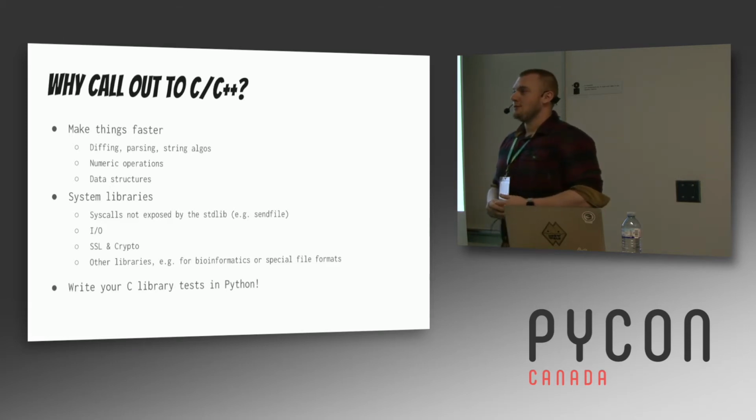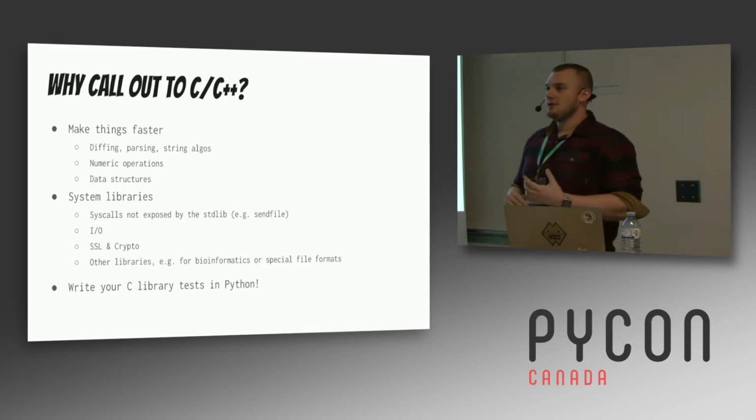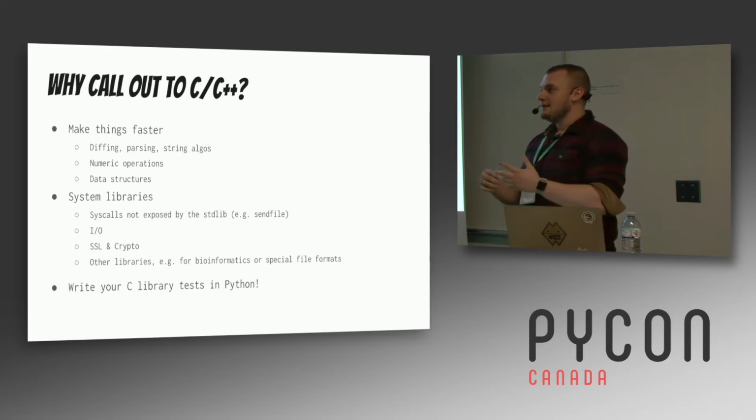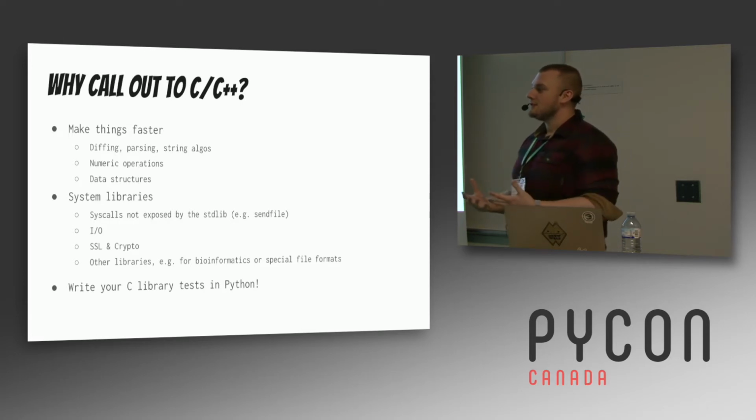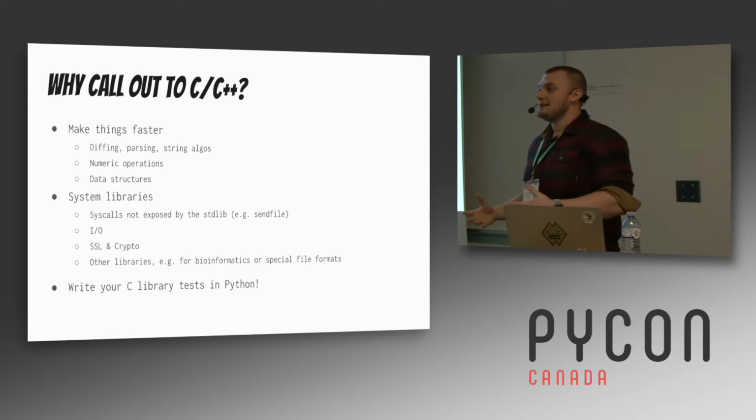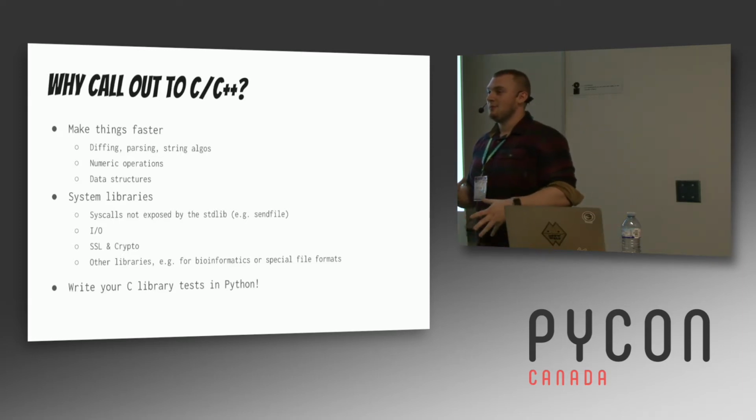Data structures, if you want to represent trees or Bloom filters, things that in Python you're going to be using arrays and dictionaries that are dynamically sized. They have a pretty large runtime overhead. You can do that in C, and it's going to be a lot faster, a bit more memory efficient.